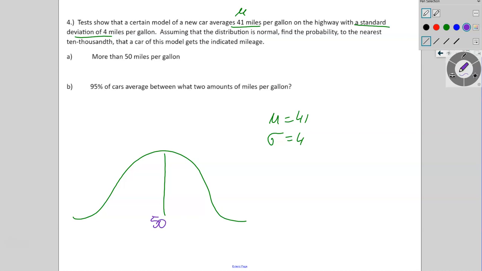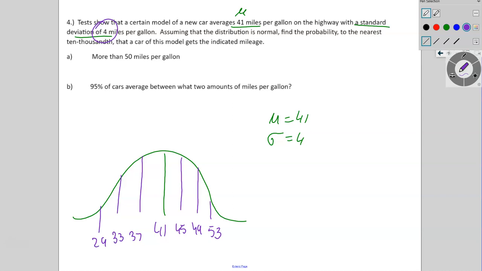Now, I start with 41. Okay. And then I will add my standard deviation to each. So add 4, it's 45. Add 4 is 49. Add 4 is 53. Now the other way around, I'm going to subtract 4. That's 37. Subtract 4, that's 33. Subtract 4, that's 29. Now, do I have 50 on here? I do not. 50 will be somewhere in between there. Okay, so that means I cannot use empirical rule. I have to use my calculator.